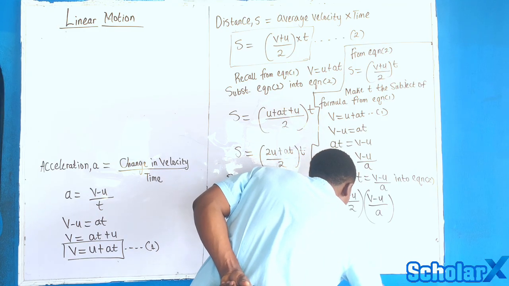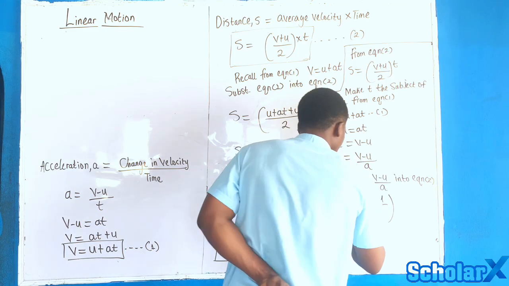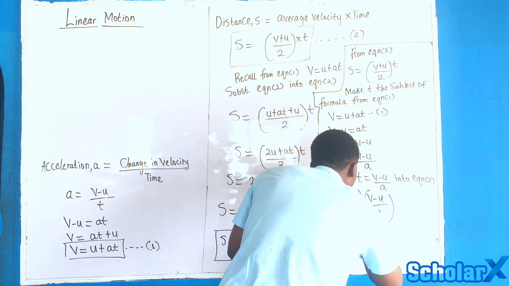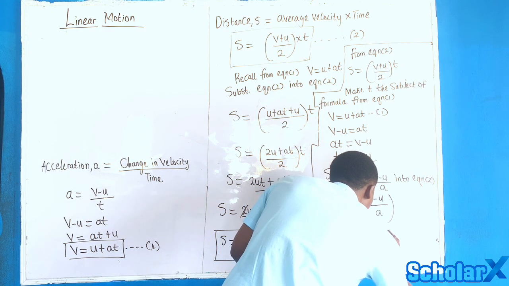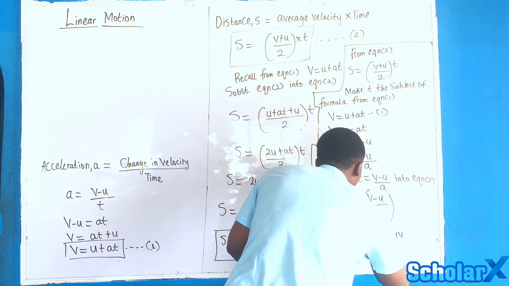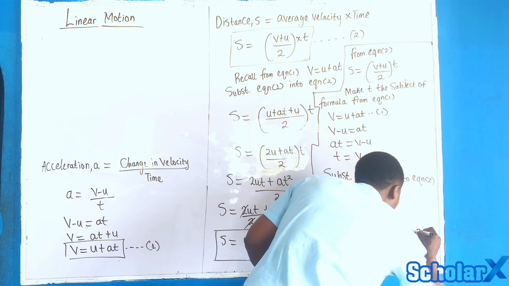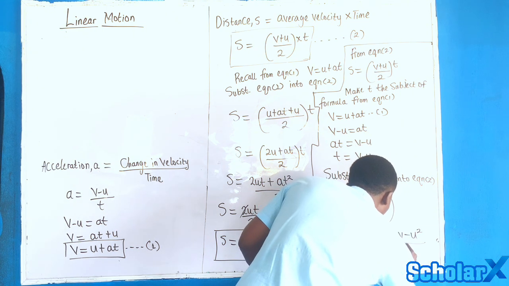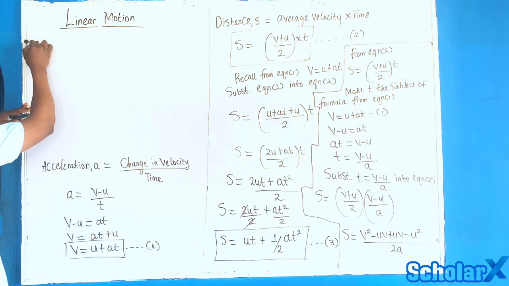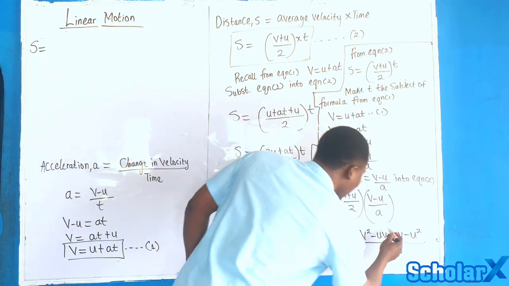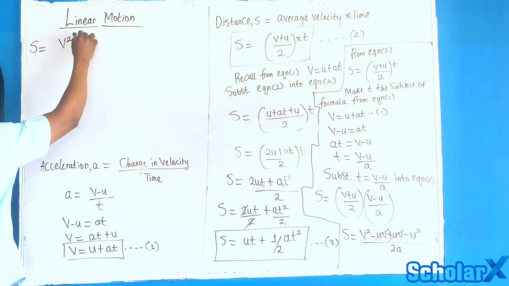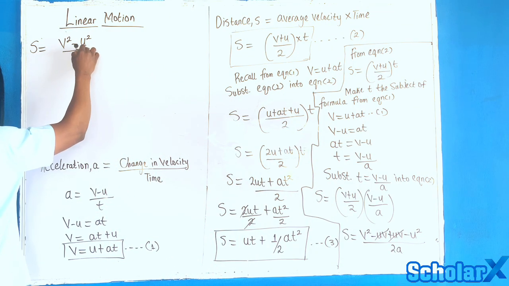So it becomes S is equal to what? You multiply this, right? V times V gives us V squared. V times minus U gives us minus UV. U times V gives us plus UV. U times minus U gives us minus U squared. All divided by 2 multiplied by A, 2A. So it becomes S is equal to, now of course you know minus UV takes away plus UV, so we are left with V squared minus U squared over 2A.